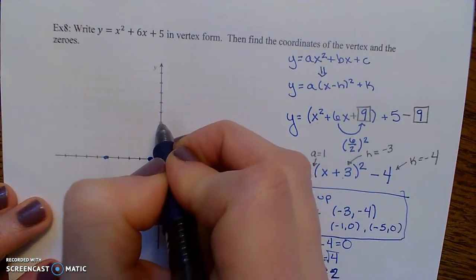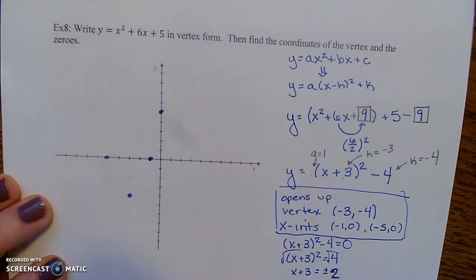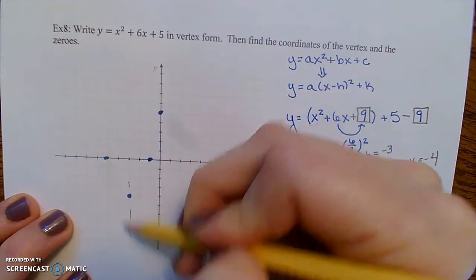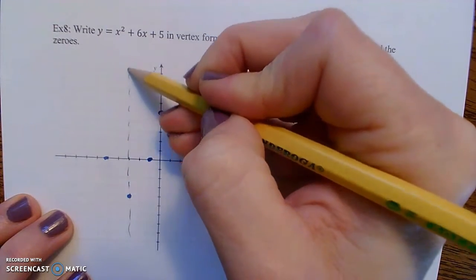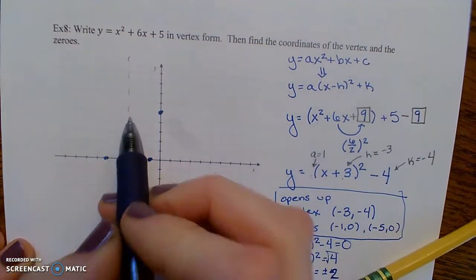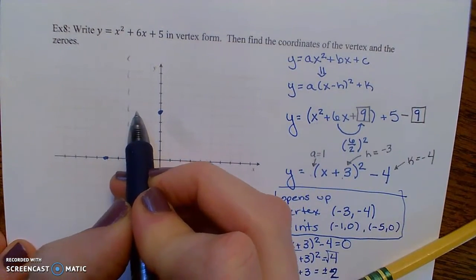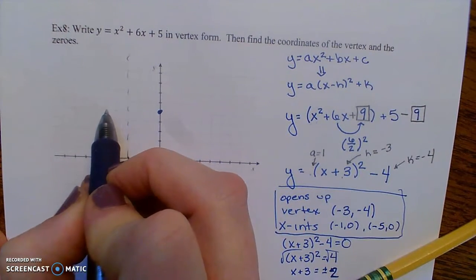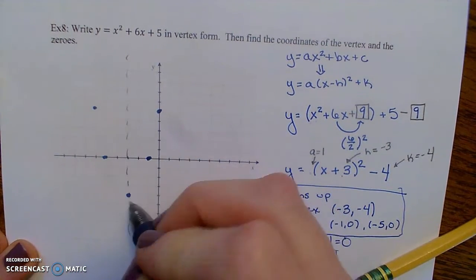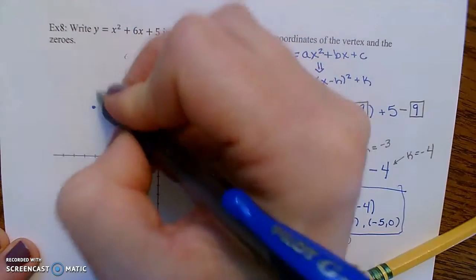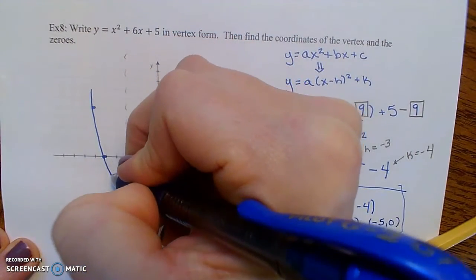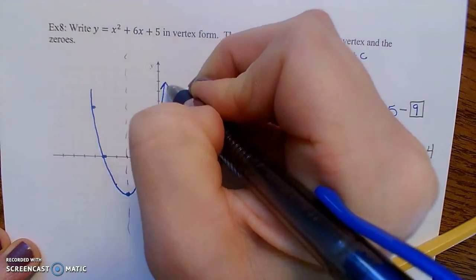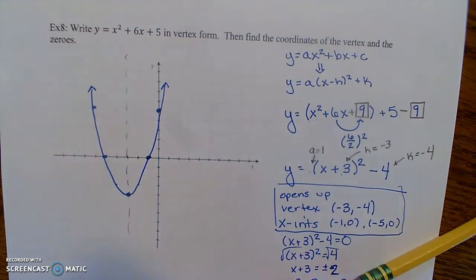1, 2, 3, 4. There's 0, 5. And in fact, if we want to be really precise, start at the middle. That y-intercept is 3 units to the right. You can go with 1, 2, 3 units to the left. There we go. Okay, now I can go ahead and graph my parabola by connecting the points that I plotted by a nice smooth curve.